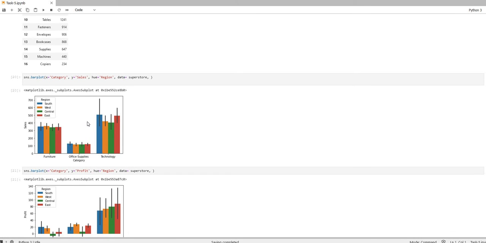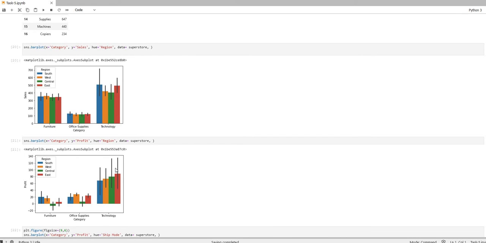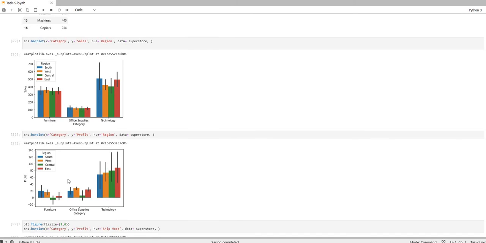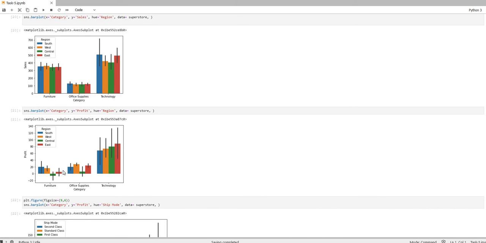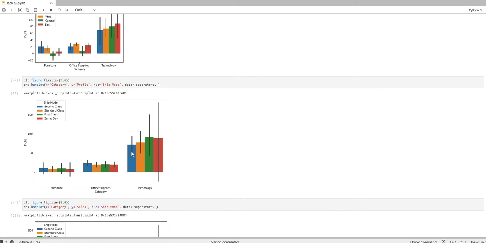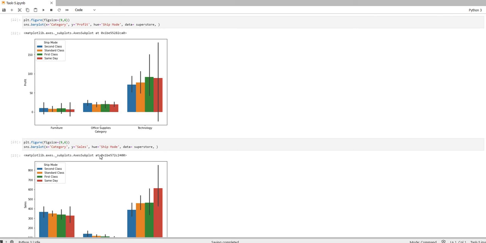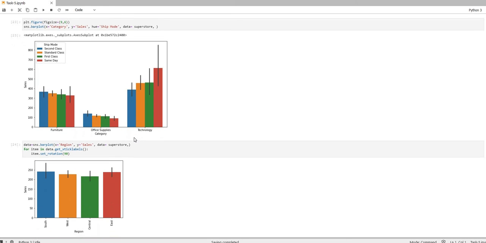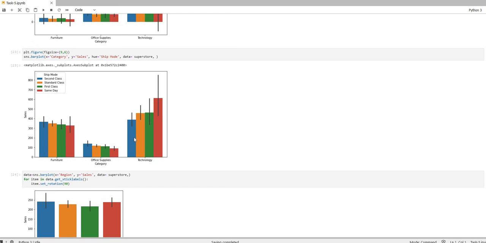Now I have plotted category versus sales with hue region. Here technology surpasses other categories in every region. We can see also in the profit chart that technology surpasses all of them, and furniture has some loss. I have applied profit and sales with different hues to see which category has the most sales and profits.